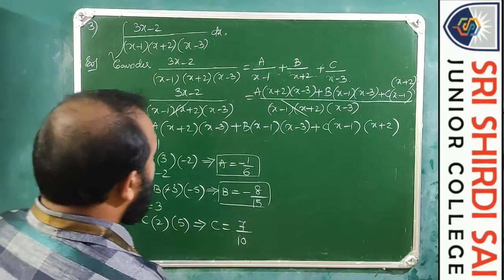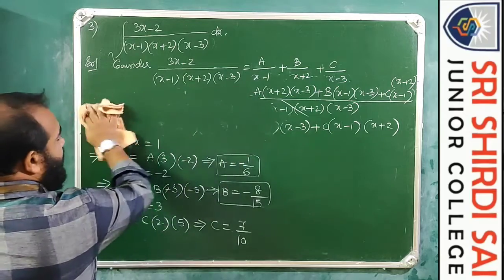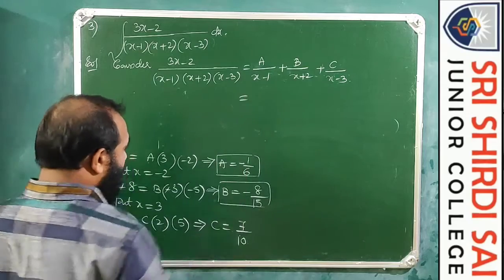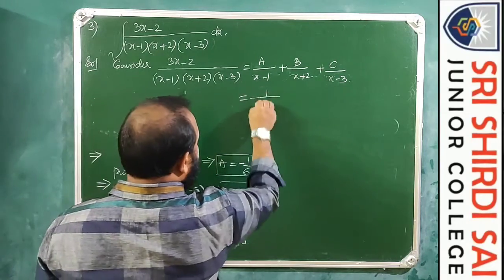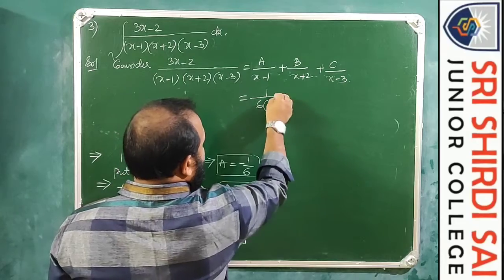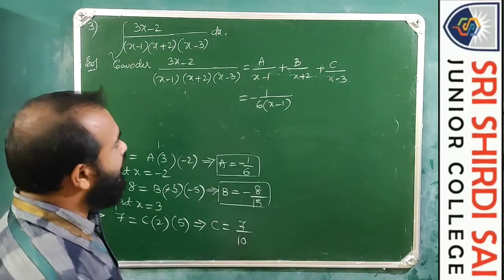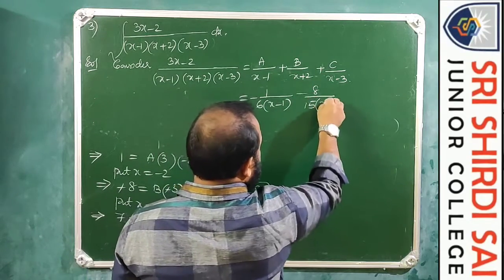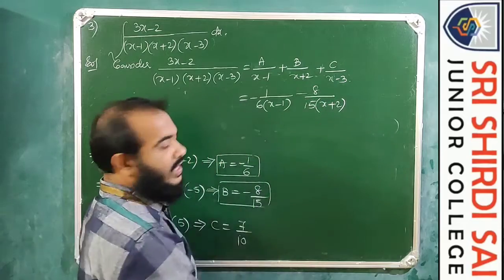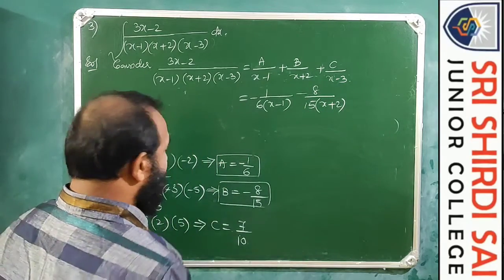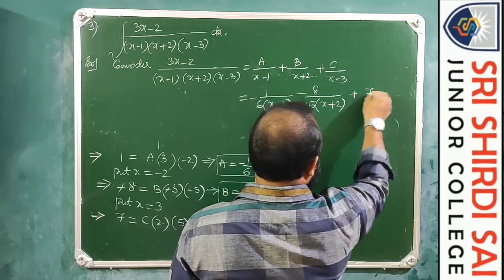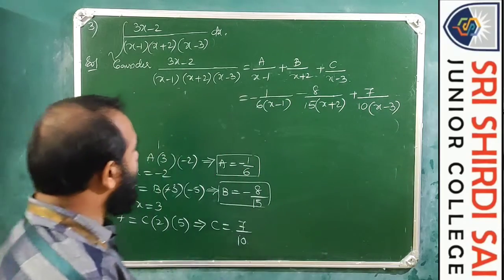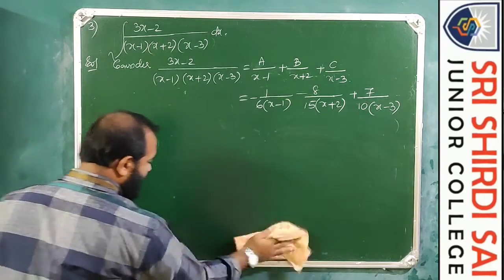Now, this I am erasing. So here the value of a is minus 1 by 6, so minus 1 by 6 into (x minus 1). The b value is minus 8 by 15 into (x plus 2). The c value is 7 by 10 into (x minus 3). So this is what we have got.